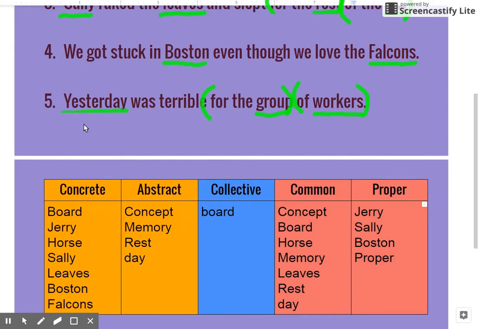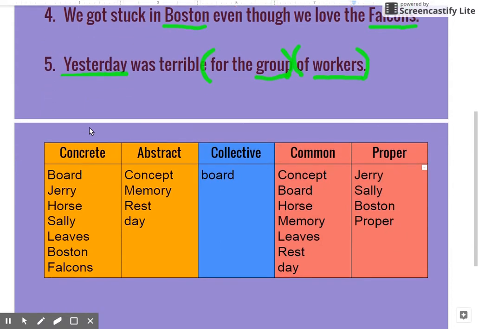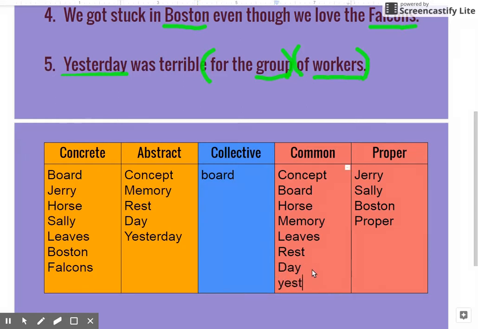Number 5, yesterday was terrible for the group of workers. Yesterday, just like day, is an abstract noun. Okay, you don't actually see yesterday. You just see a day that was illuminated by the sun. You don't actually see the day. It's not collective. It's just one thing. It's going to be common because it's not a special day. New Year's Eve is a proper noun, and if it's New Year's Day, then that would be yesterday, but you would always call it New Year's Eve. And then you're not going to put that on proper.